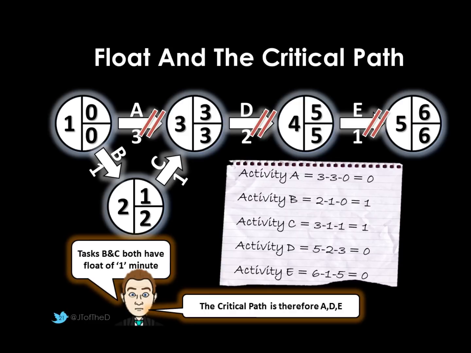We also know the critical path, therefore, the activities that we can't delay are activities A, D and E. Any delay on any of these will alter that final latest finish time on node 5.